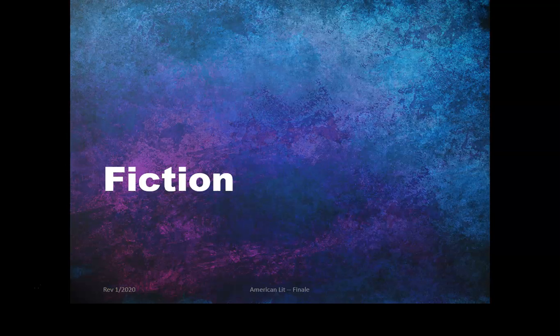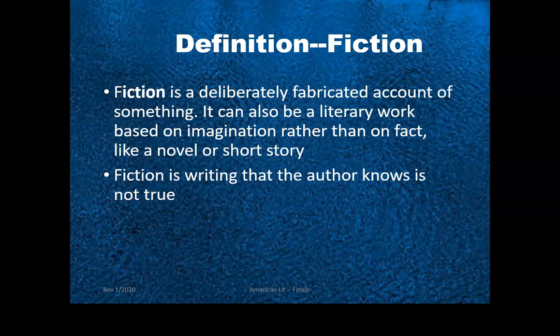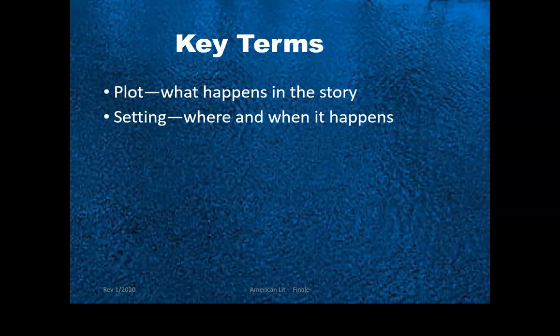So let's look at fiction and some key things in fiction that you need to know. Fiction is a deliberately fabricated account of something. It can be a literary work based on imagination rather than fact, like a novel or short story. Fiction is writing that the author knows is not true. So what are some of the key terms?